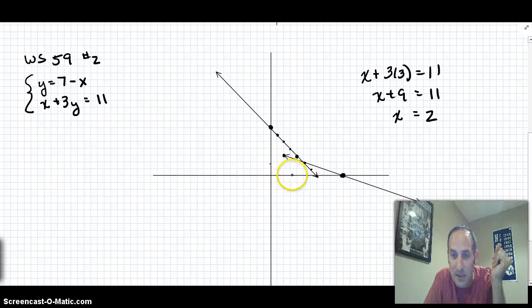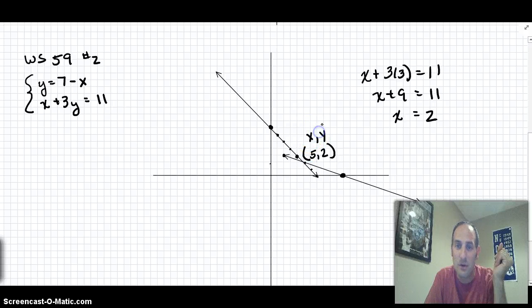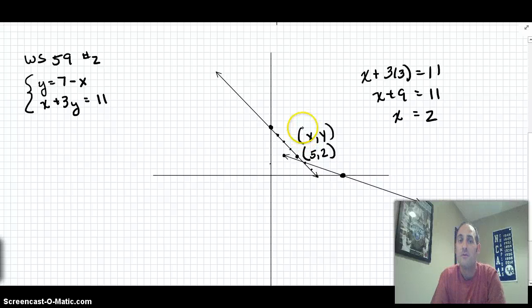And I think in this case, it's going to be (5, 2). But since I had to use phrases like "I think it is" or "it's probably," it would be a better idea to check this algebraically. For instance, if x is 5 and y is 2, does it make the first equation true? And we can check that by just throwing it back in there.